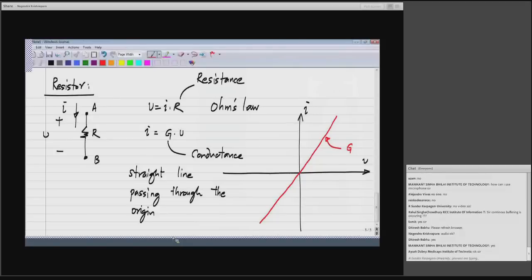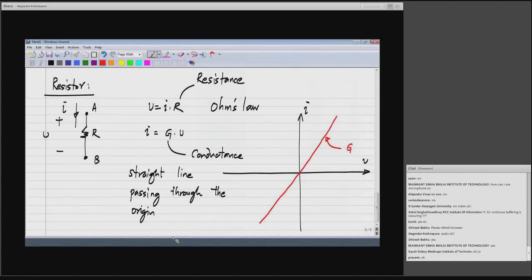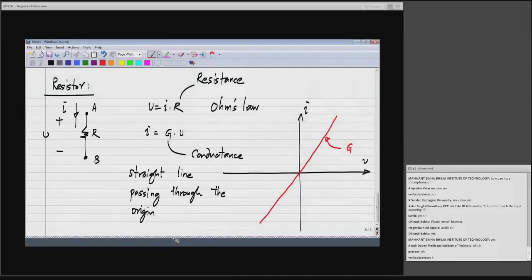Okay, it appears that the audio is fine. So the I versus V characteristic for a resistor would be a straight line passing through the origin, and that's quite important, and the slope of that would be G.